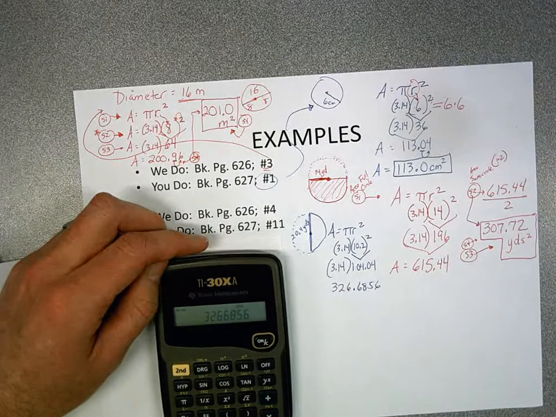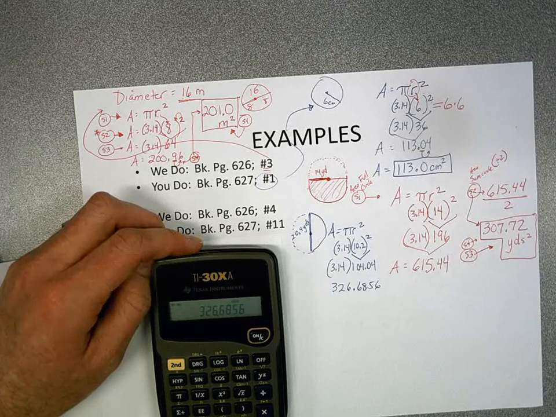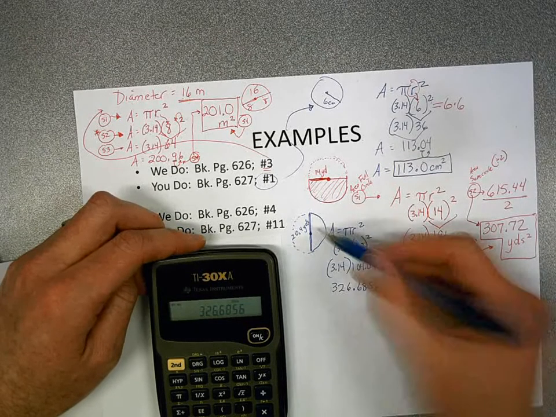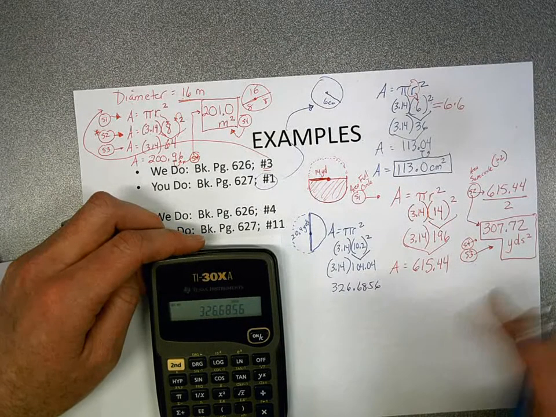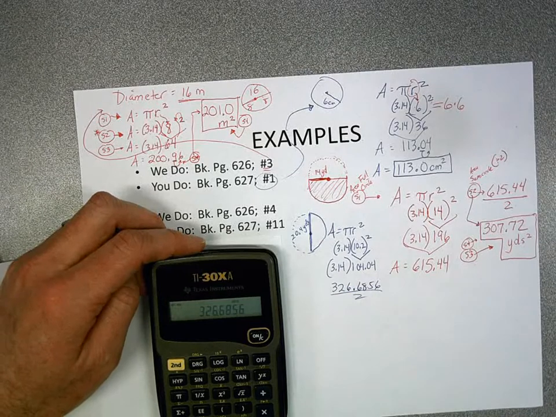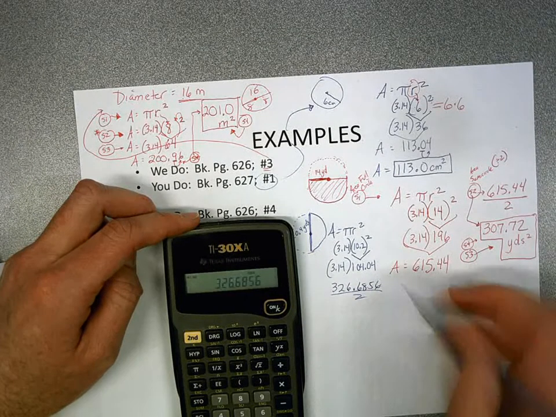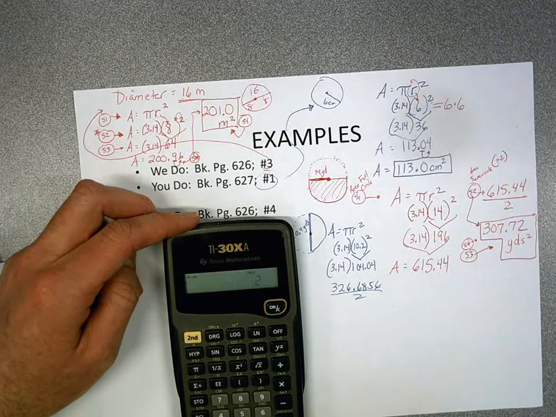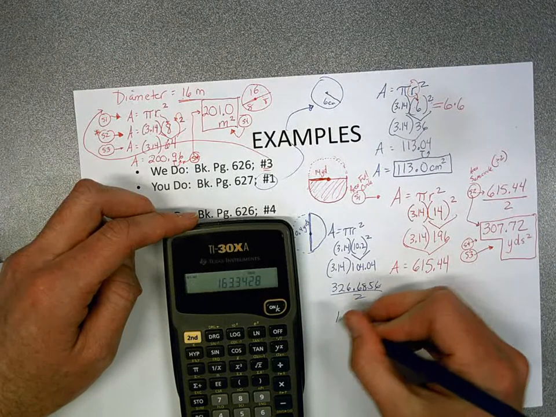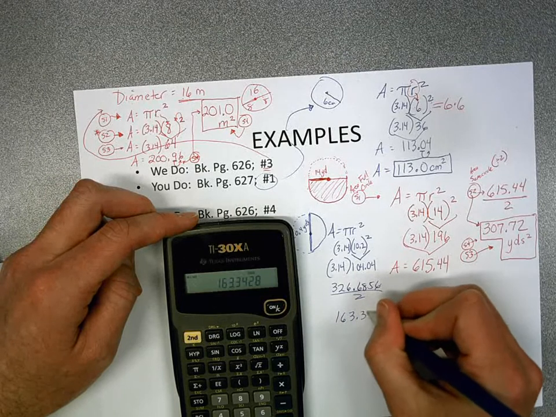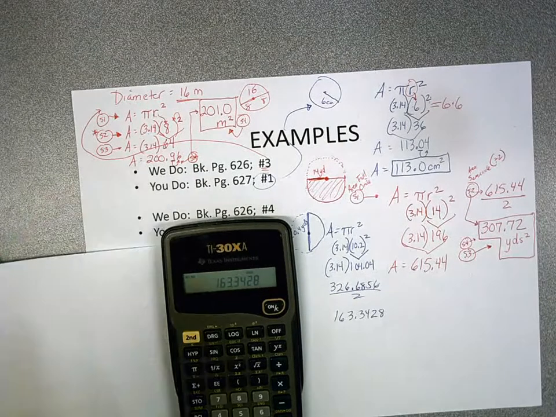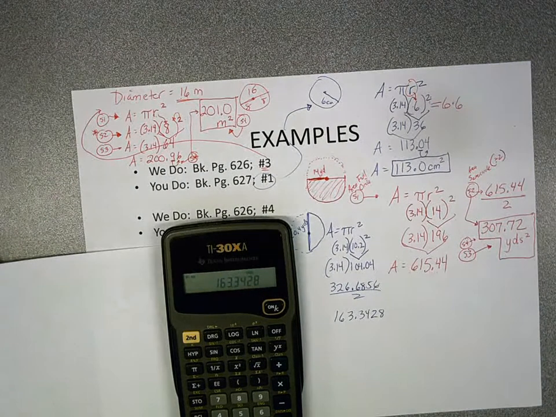Now that is step one. However, step two, right? We just found the area of the circle. To find the area of half of that, you just take that and divide by 2. The nice part about a calculator is you just leave that in here and hit the division by 2, and I get 163.3428. And now it does say round to the nearest tenth.